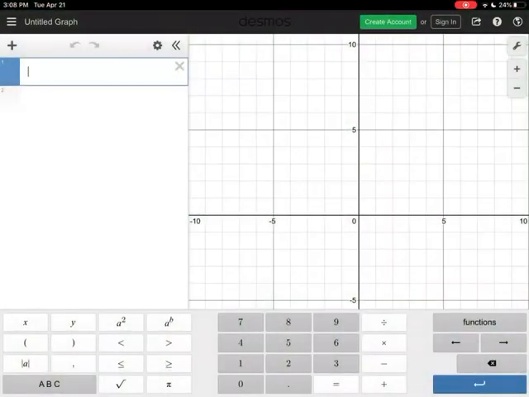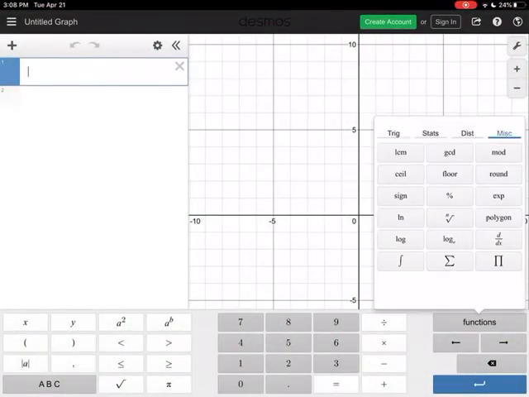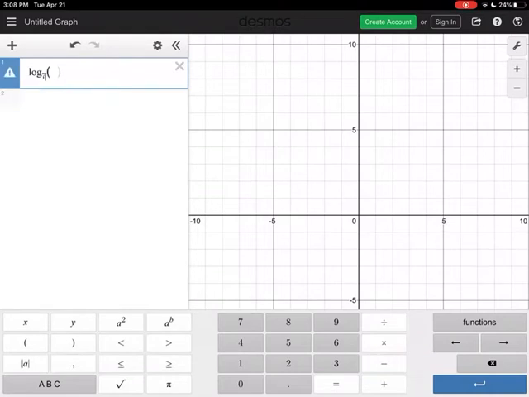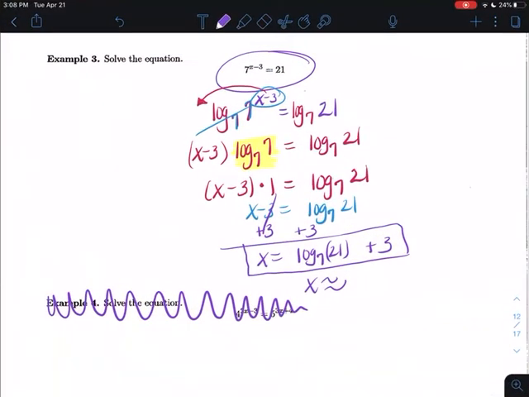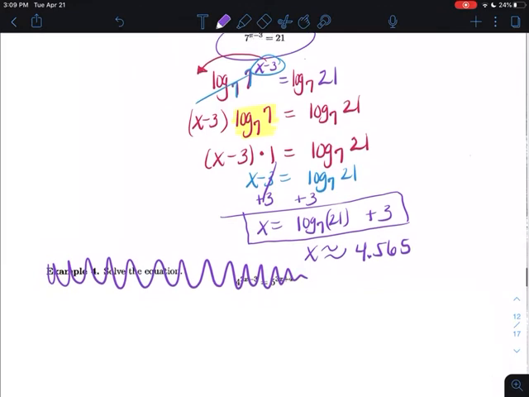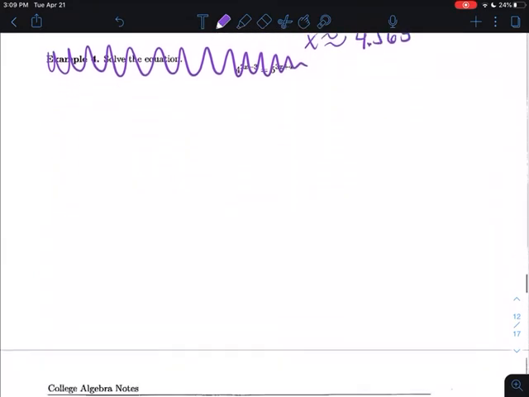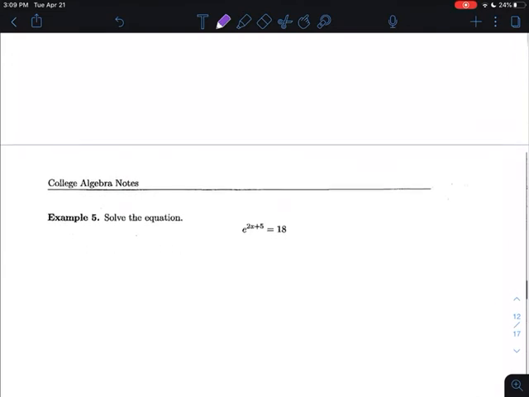So let me open up my calculator. Log base 7 of 21, that's that decimal, and I would just put that plus 3 behind it. So approximately 4.565. All right, that's the approximate answer. So whenever you can't equate the bases, you want to use logarithms to help you solve. All right, so I cross that example out.